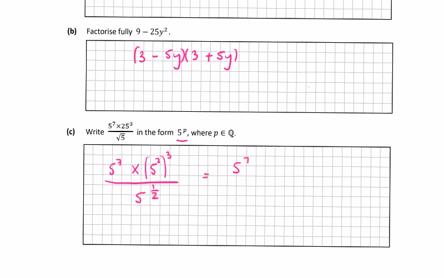So the top becomes 5 to the power of 7, times 5 to the power of 6, since a power to a power is multiply, over 5 to the power of a half. That is equal to 5 to the power of 13 minus 1 over 2, which is equal to 5 to the power of 12 and a half, and they want it as a fraction here, 25 over 2, 12 and a half.